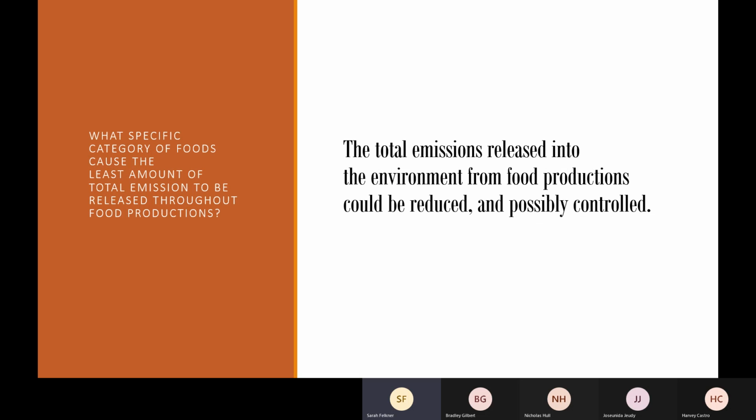For our data science class, we spent the semester researching how total emissions are released into the environment from food productions. Our question was, what specific category of foods cause the least amount of total emissions to be released throughout food productions? And by choosing different types of foods in your diet, you could possibly reduce and control the amount of emissions you release by consuming these products.